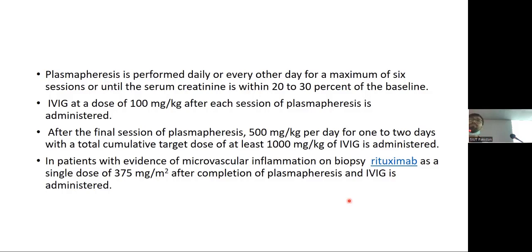And after the final dose of plasmapheresis, IVIG at a dose of 500 mg per day for 1 to 2 days is given with a cumulative target dose of 1000 mg per day. And if the patient has evidence of microvascular inflammation on biopsy, then rituximab single dose, that is 375 mg per meter square, is administered after completion of plasmapheresis and IVIG.